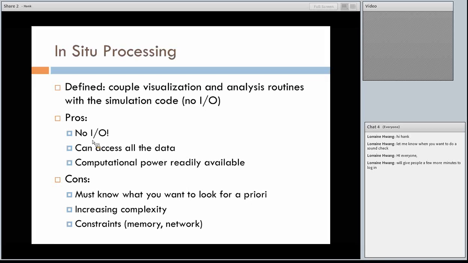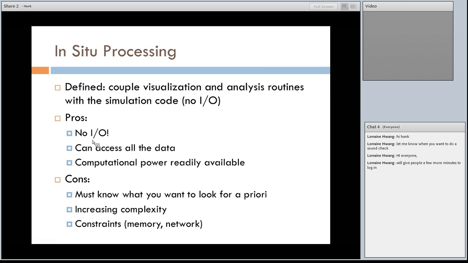There's a lot of bad things about in situ processing as well. So one bad thing about in situ processing is you must know what you want to look for a priori. So if you run a simulation and then you're looking at maybe some movie that was produced using in situ visualization, and you see a hotspot and you want to know how that hotspot occurred, you have pretty limited controls to go back in time and check out what the conditions were for this anomaly to occur. If you didn't build it into the visualization and analysis that you wanted to perform before the code started, you're probably not going to get it.